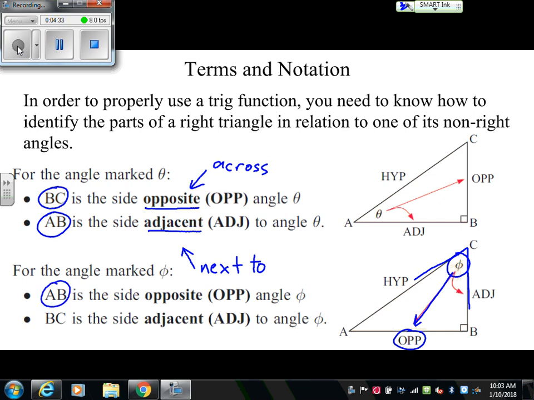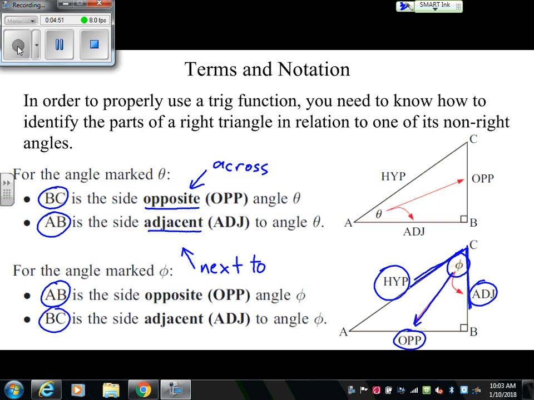The adjacent one is the side that's next to it, but isn't the hypotenuse. Again, there are two sides that are next to, or even forming, this angle here, but one of which is already classified as the hypotenuse. We're looking for the other one that's next to it, or the adjacent one, and that is BC.